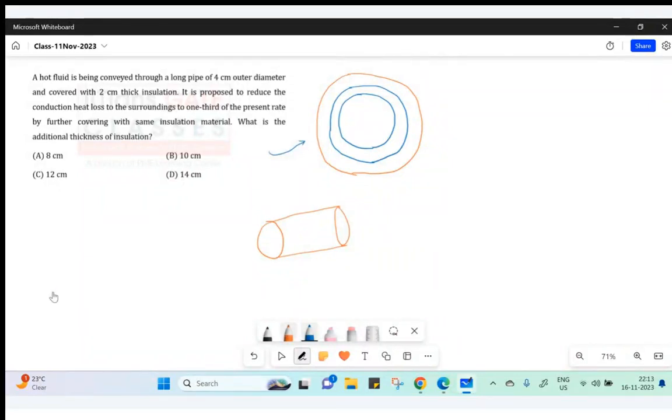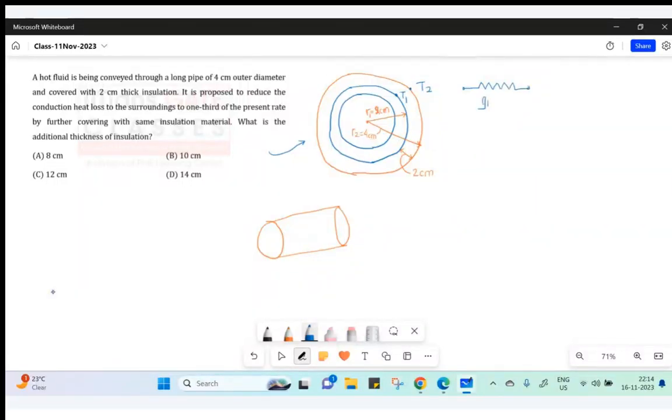What he has given here is the outer radius of the pipe. He has told us the diameter is 4 centimeter, so the radius is 2 centimeter, and the insulation thickness is 2 centimeter. So if this is R1, which is 2, and this thickness is 2, then R2 will be 4 centimeter, right? Let us say this temperature is T1, and this temperature is T2.